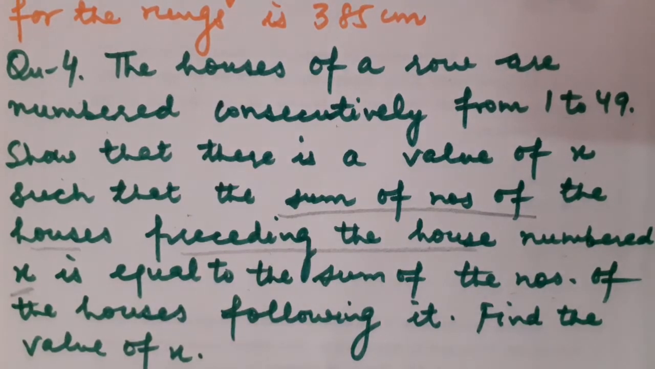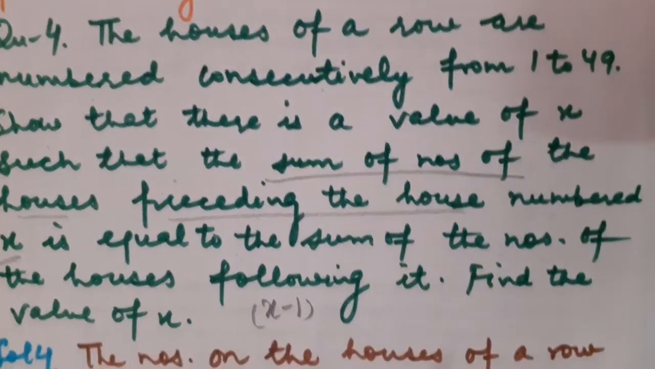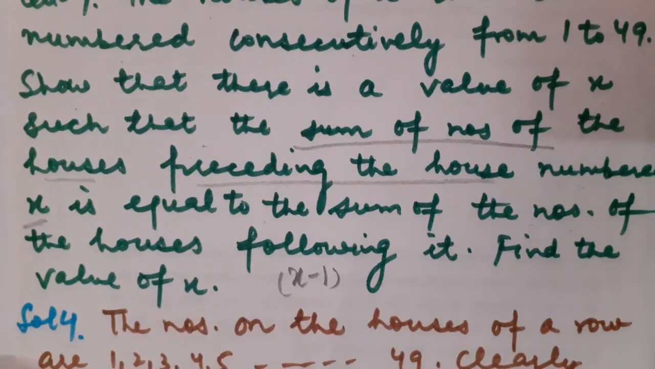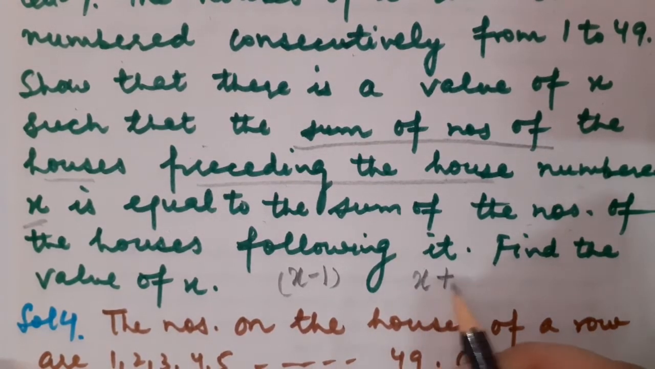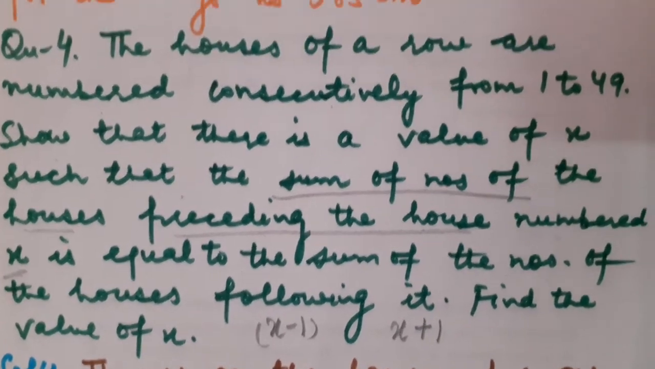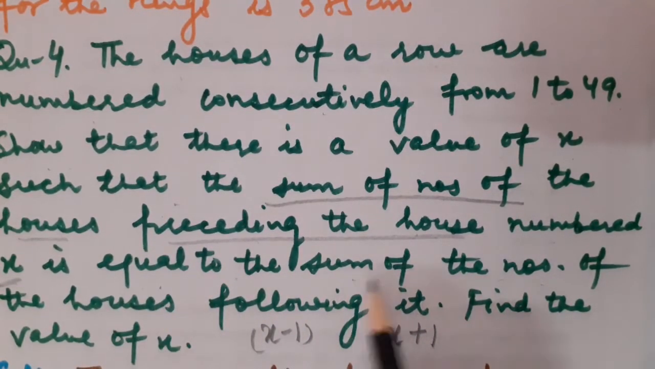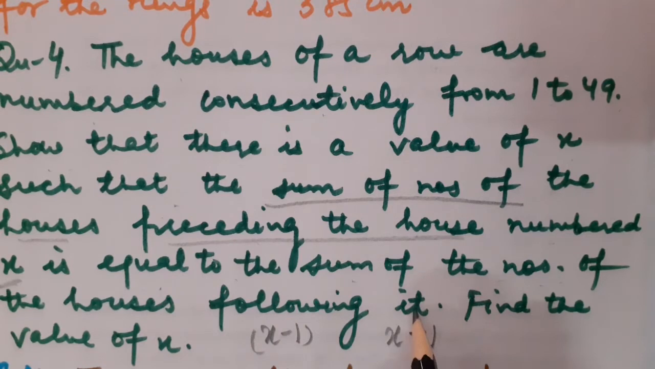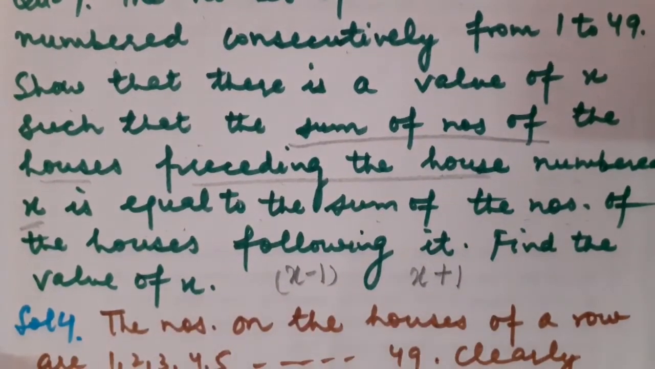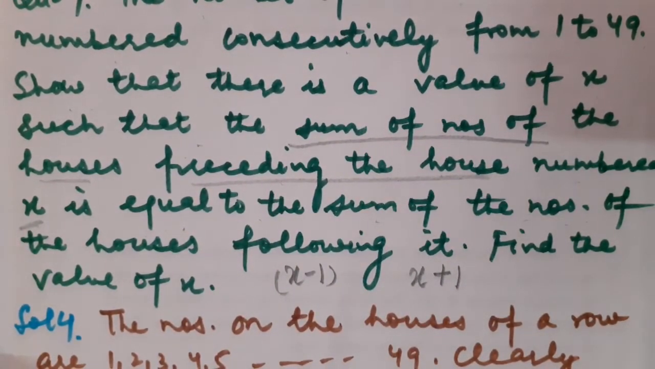Children, suppose my house number is x, can you tell me what would be the house number of the person who is just preceding me? Correct. That would be x minus 1, because this is preceding me. If I ask about the succeeding house number, you will go for x plus 1. Correct, students? So this is equal to the sum of the numbers of the houses following it, meaning after x, we will have to go from x plus 1 till house number 49. So now we will have to calculate the value of x.